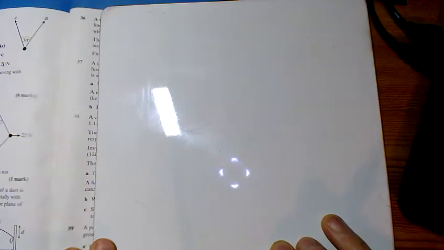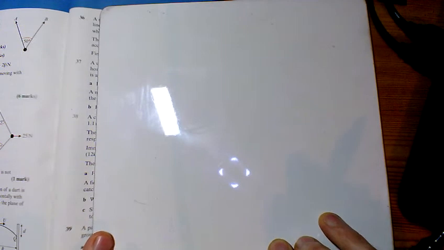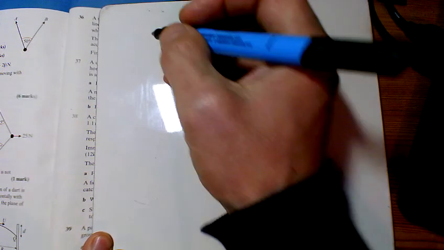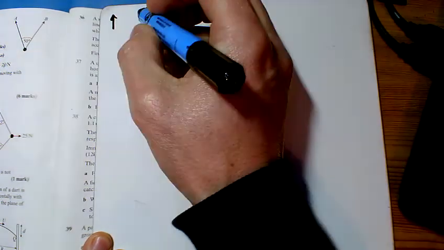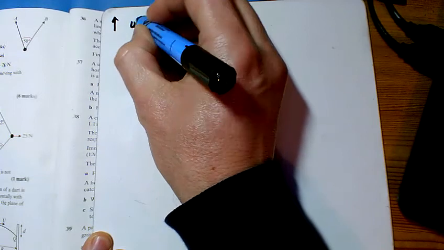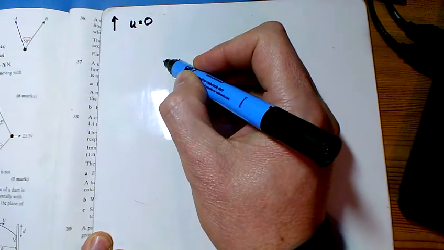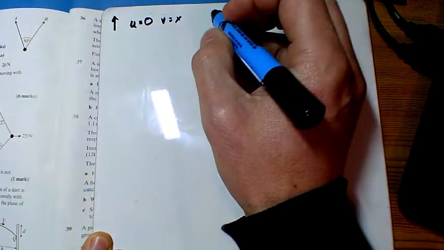Question 35. You've got the diagram down here for the dart. So we're going to just look at this in vertical and horizontal in turn. If we start with vertical, the initial speed vertically is 0 because it says it's throwing it horizontally. We don't care about the final velocity.